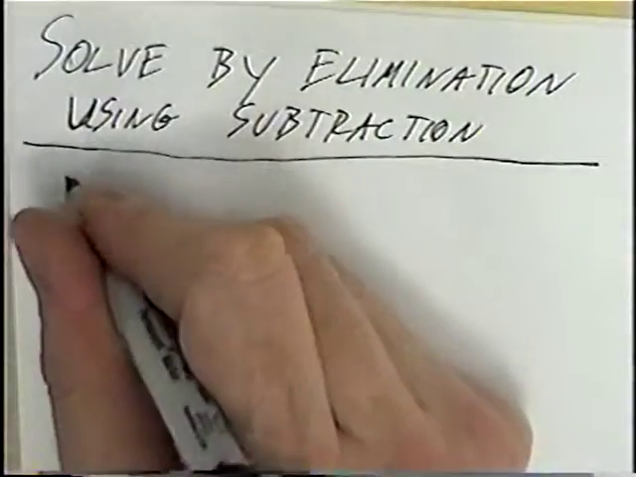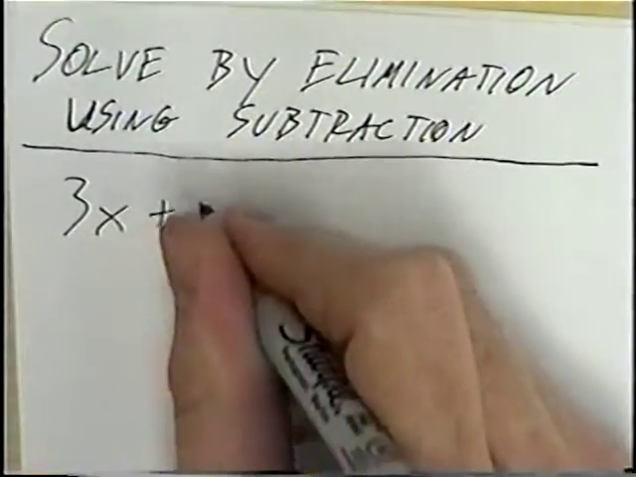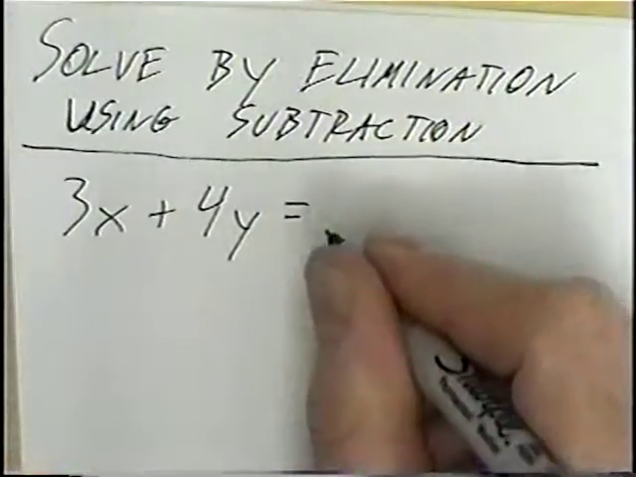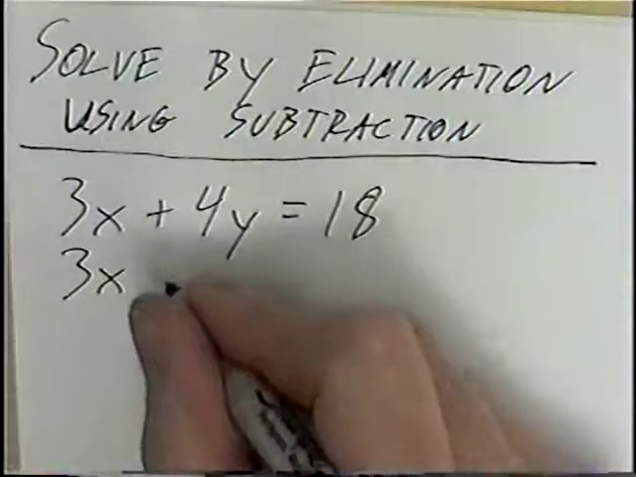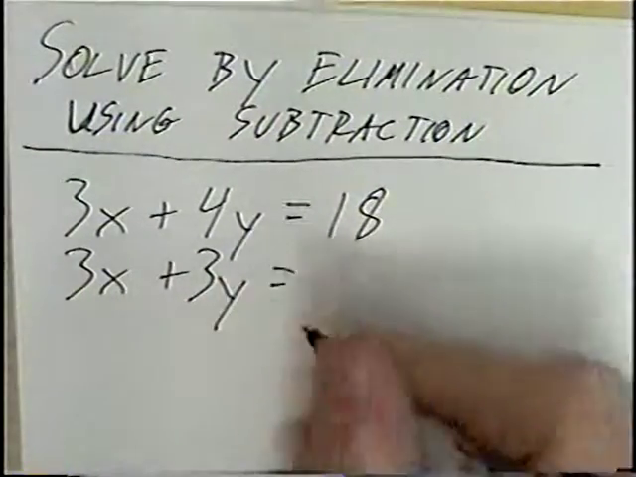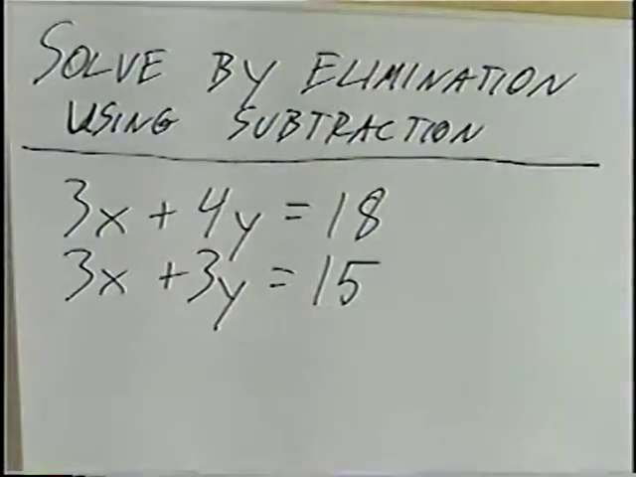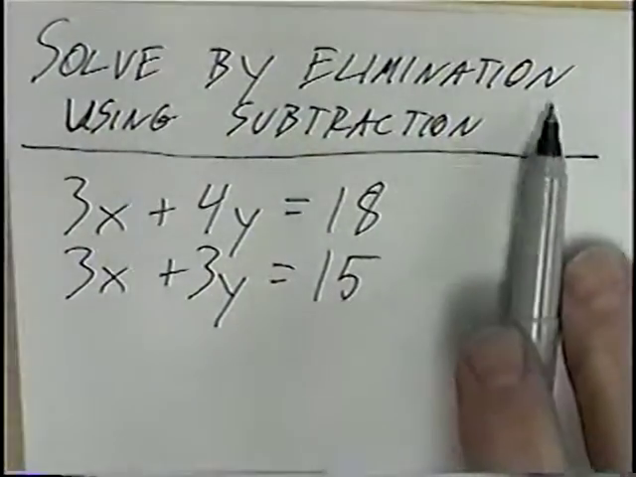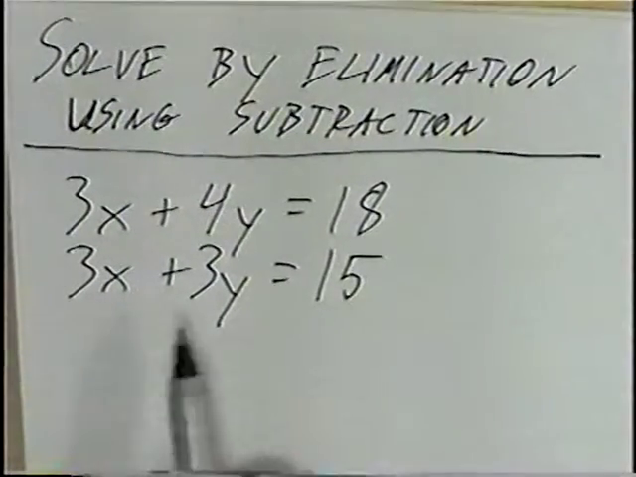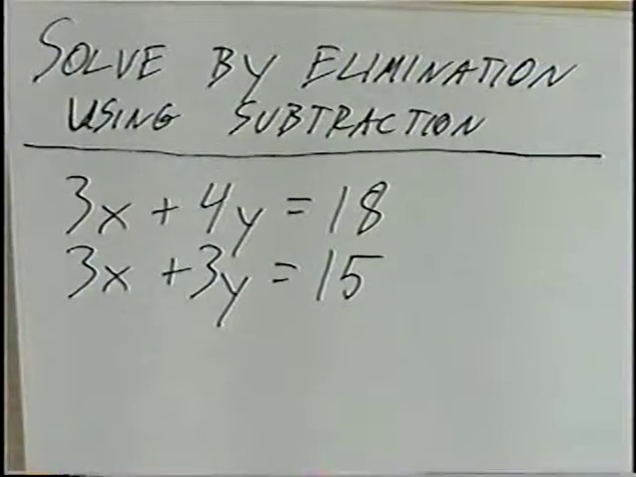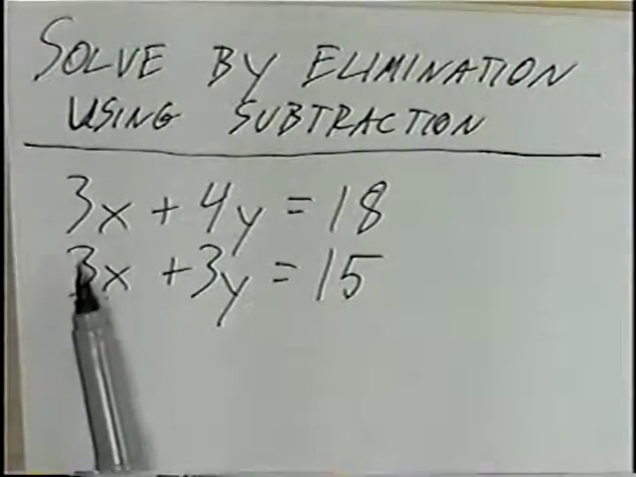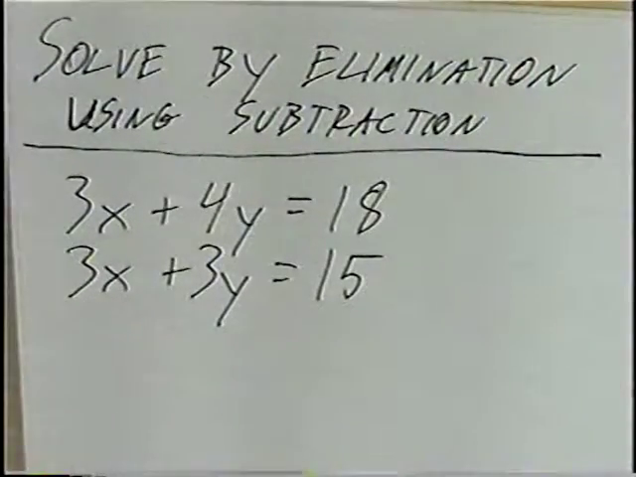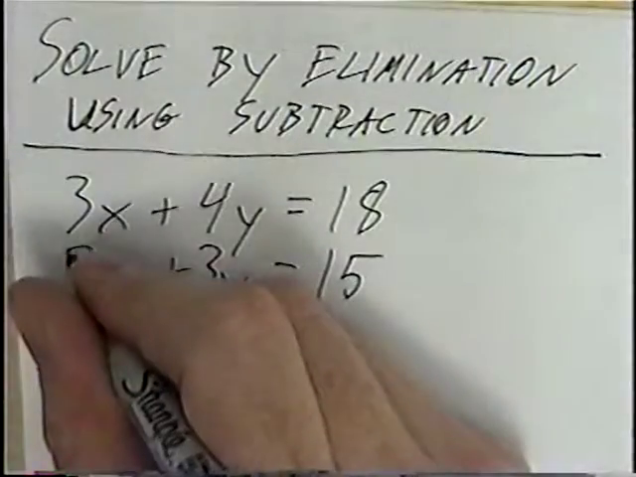First two equations, 3x plus 4y equals 18. And the second equation, 3x plus 3y equals 15. To solve using elimination, we want to eliminate either the x or the y variable. The ones with the same coefficient we can eliminate. The y's have different coefficients or different numbers in front, but since the x's have the same number, we can eliminate the x's by subtraction.